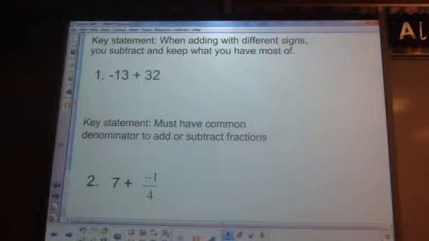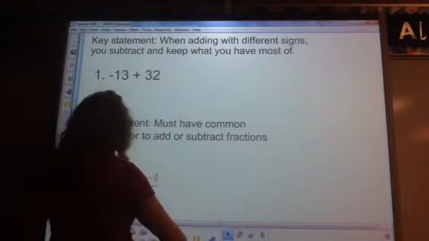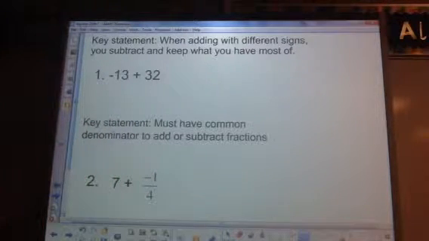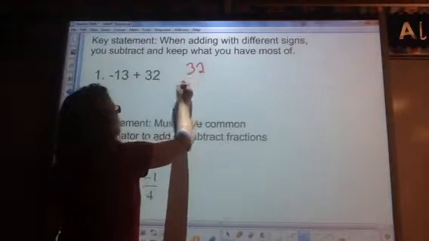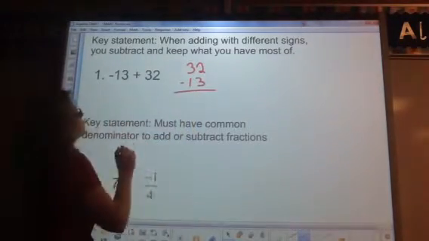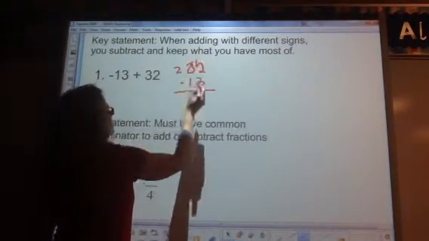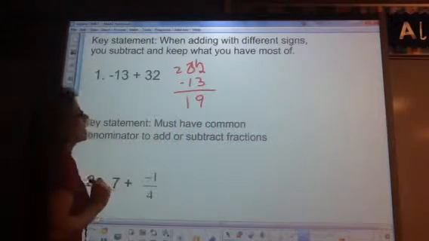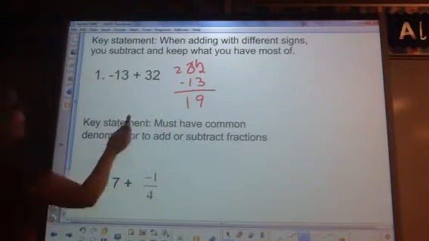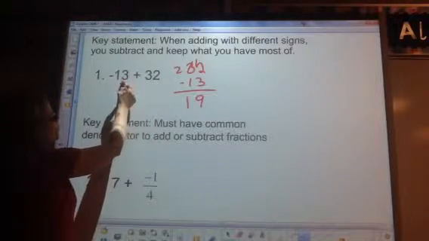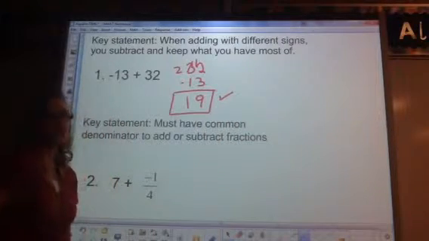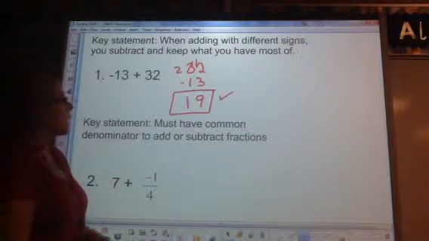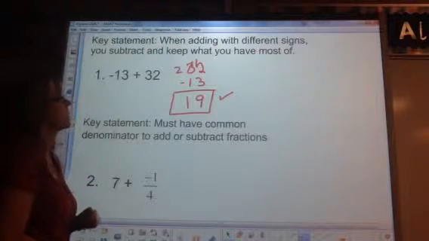Okay, let's go ahead and work this. For number 1, key statement: when adding with different signs, you must subtract and keep what you have most of. So I have a negative 13 plus 32. So I'm going to subtract. So I get 19. I have 32 positives, 13 negatives. So my answer is going to be positive 19. Put a check if you got that right. If not, circle it and correct it, please.